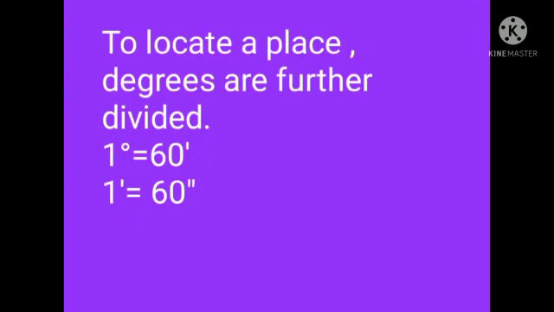To locate a place on a map or globe, degrees are further divided into minutes. So there are 60 minutes in 1 degree, and minutes are also divided into seconds. So there are 60 seconds in 1 minute.